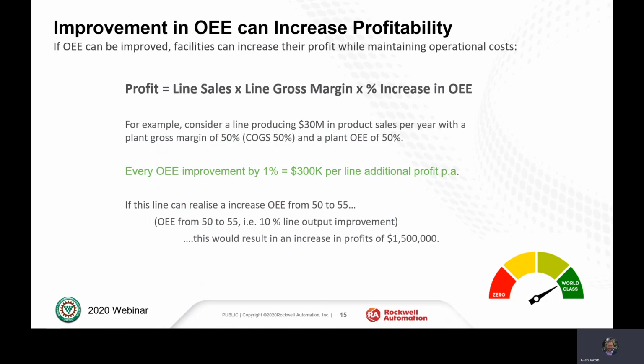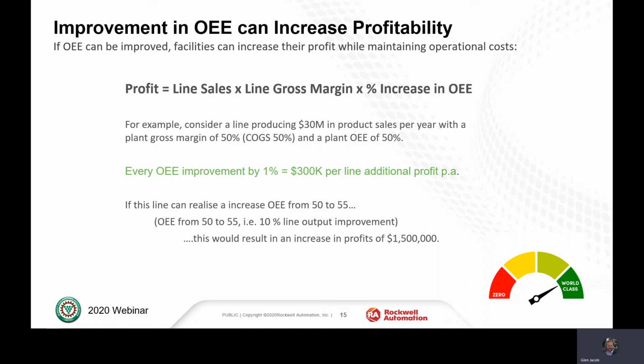World class is considered around 85%. We typically see most customers at a starting point that's somewhere around the 50, plus or minus. Generally every 1% increase in OEE has several $100,000, depending on the dimension, the dynamics of your business, but has a significant improvement to the top line and bottom line of the business.